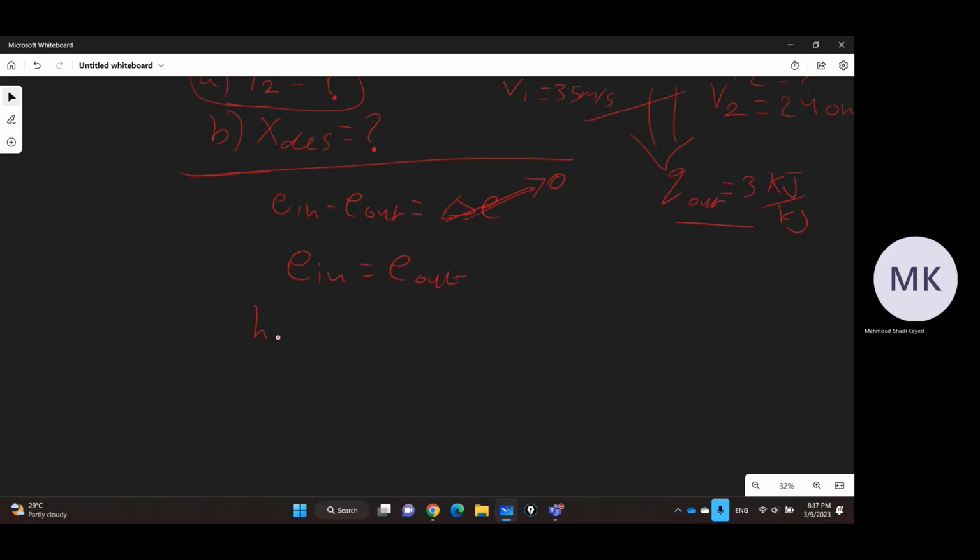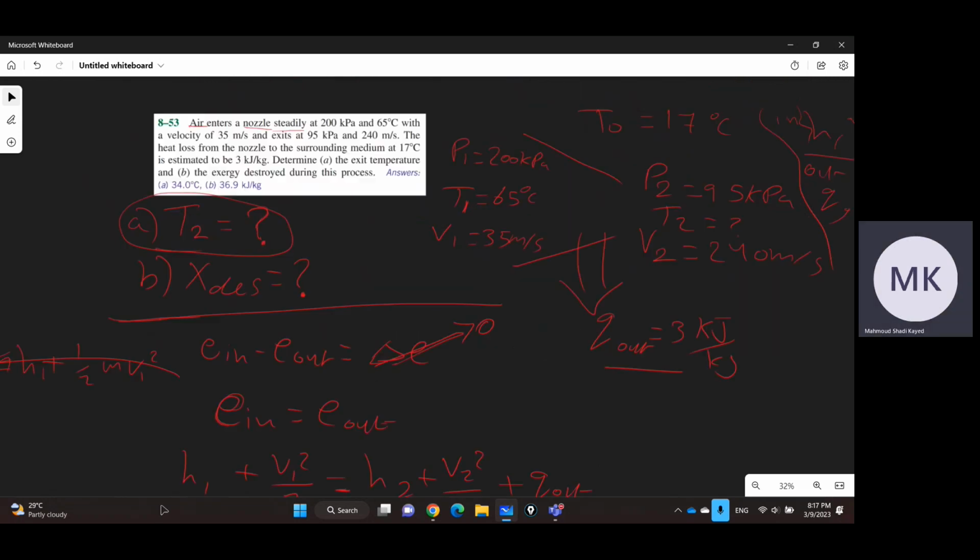It is H1 plus half V1 squared, since energy is transferred into the system by mass. But here we are dealing with the specific form of the equation, so we remove the mass, and this will equal H2 plus V2 squared by 2 plus Q out. Now we are not given H1, so how to find it?